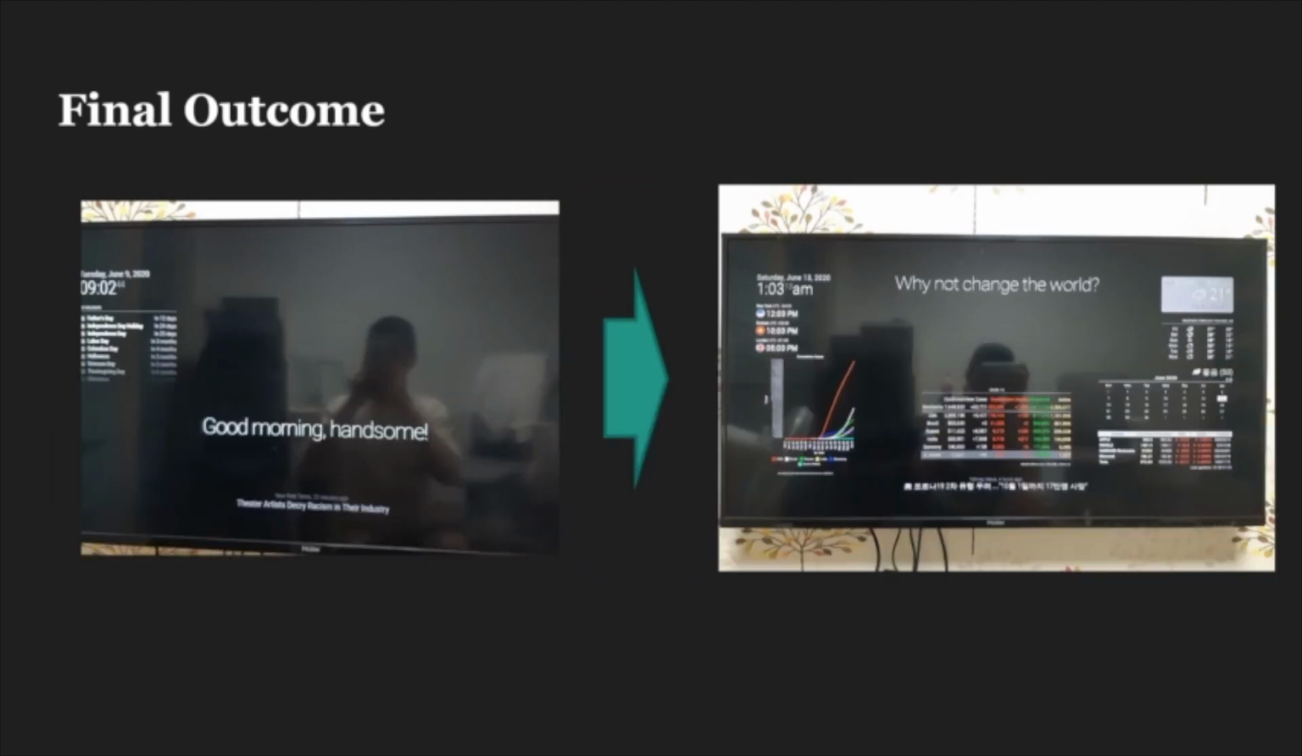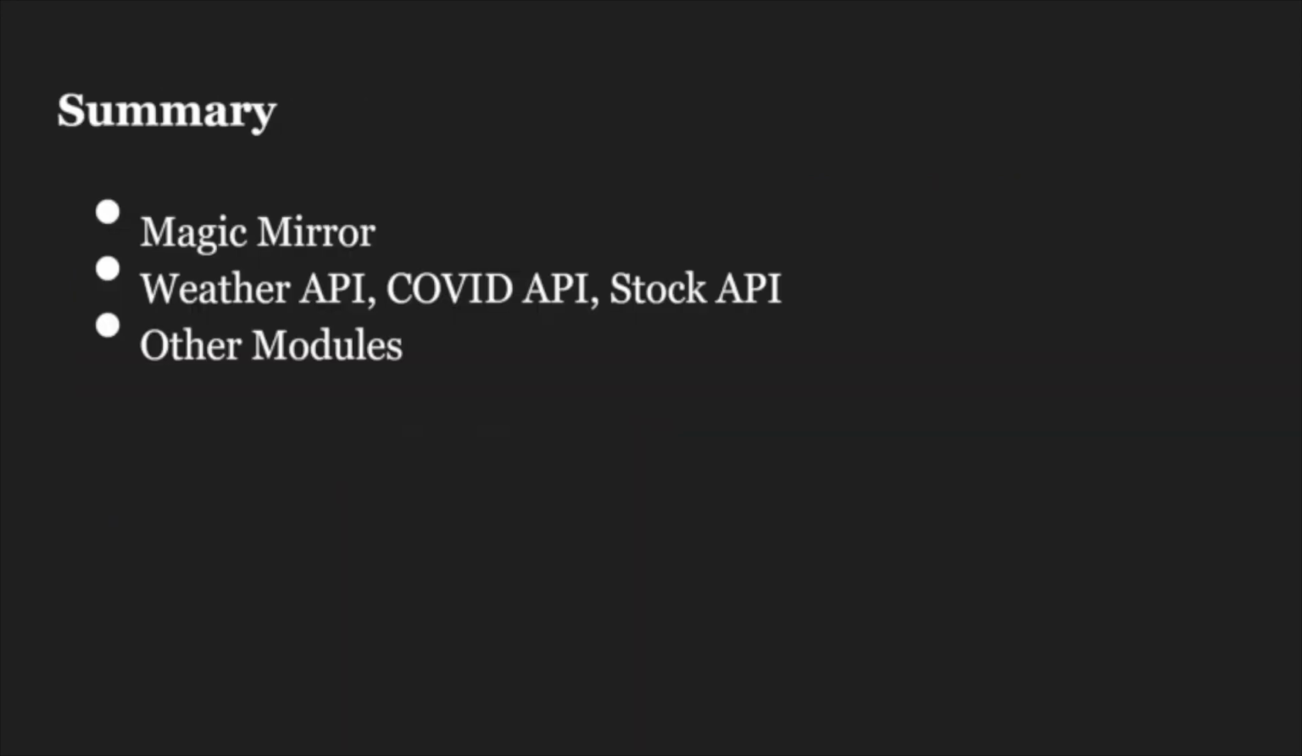The left screen is the initial screen when we install Magic Mirror. After we modify the config.js, the right screen is the final output of our project. In summary, we chose Magic Mirror for our project using Weather API and other modules like stock, news headline, and COVID-19 information. We implement the Magic Mirror Station to display this information.